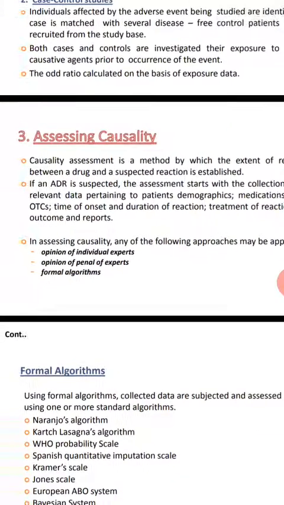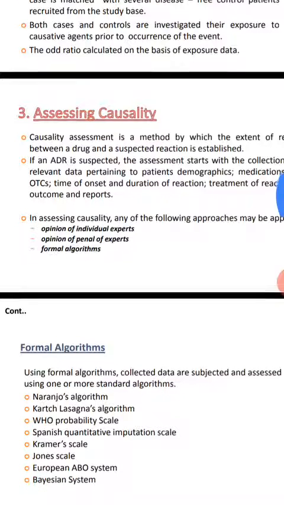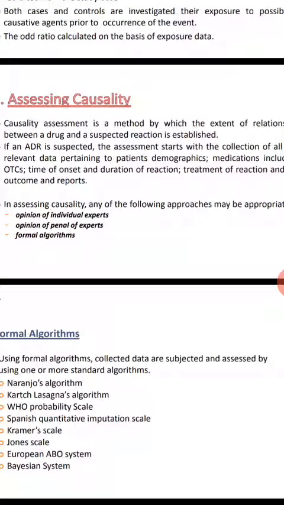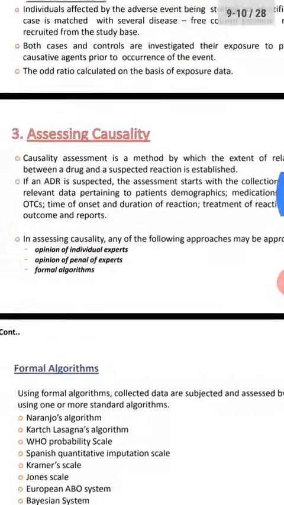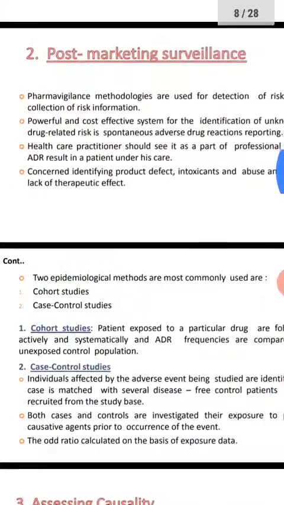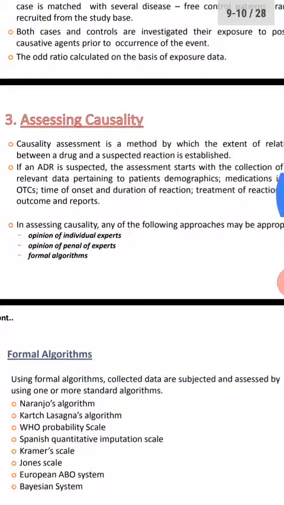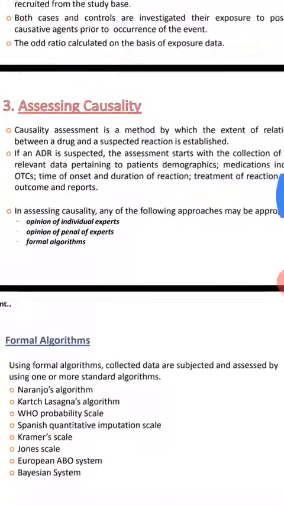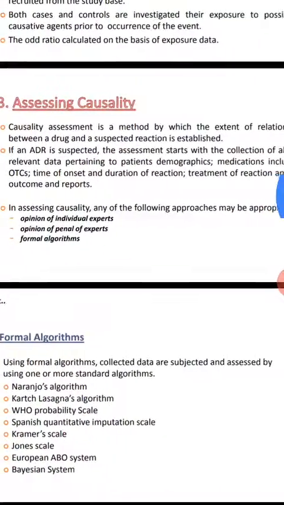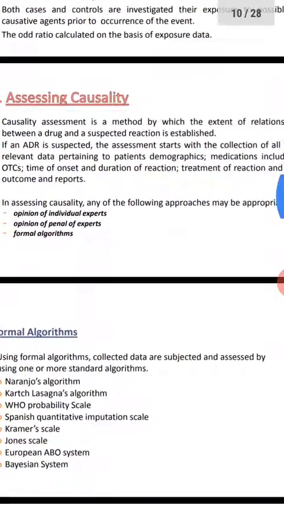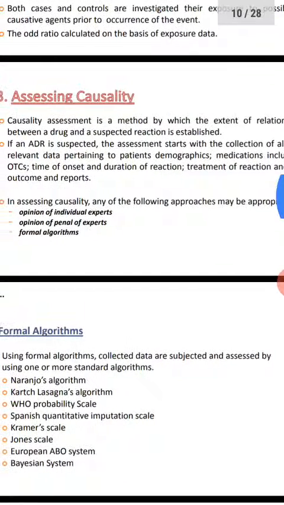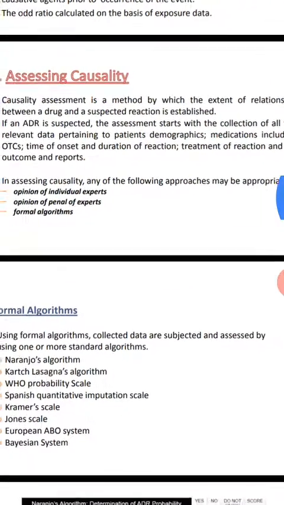Next, assessing causality. After the detection of ADR through post marketing surveillance and pre marketing surveillance, you can assess the causality between the drug and its effects. Causality assessment is a method by which the extent of relationship between the drug and the suspected reaction is established. If an ADR is suspected, the assessment starts from collection of all the details.